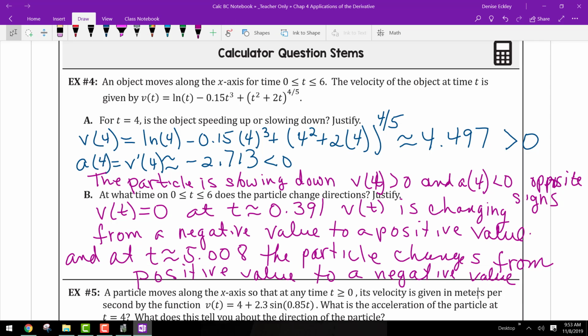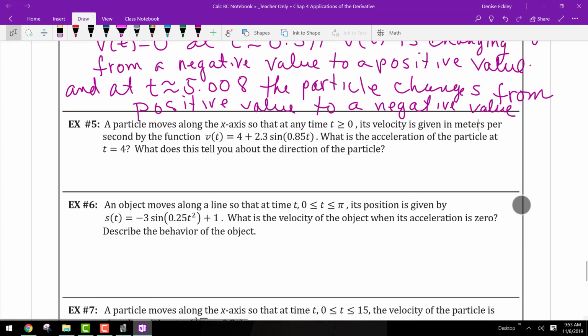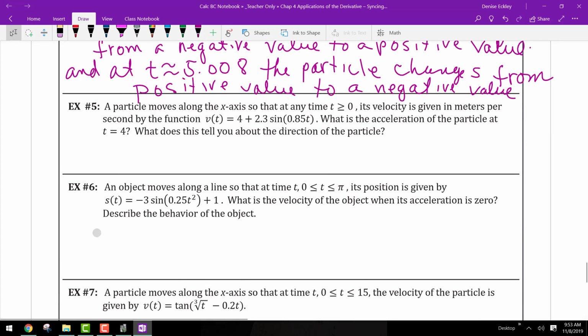Okay, next problem. Number 5. We're just going to do number 5 and 6, and I'm going to skip number 7. I didn't see any additional value of doing that one, so we're just not going to do it.